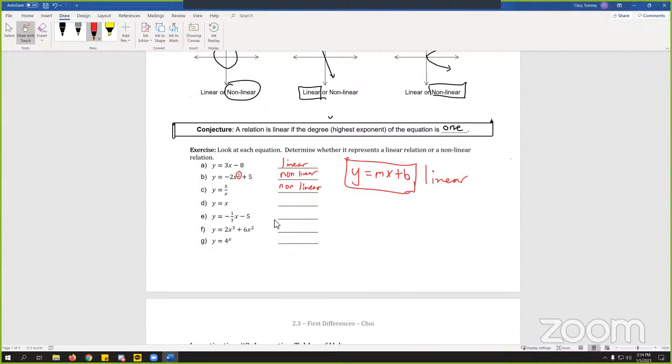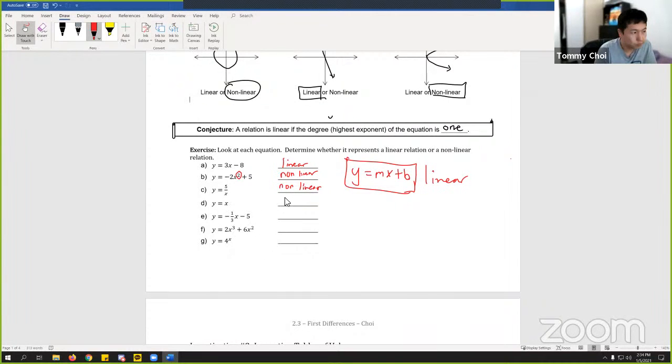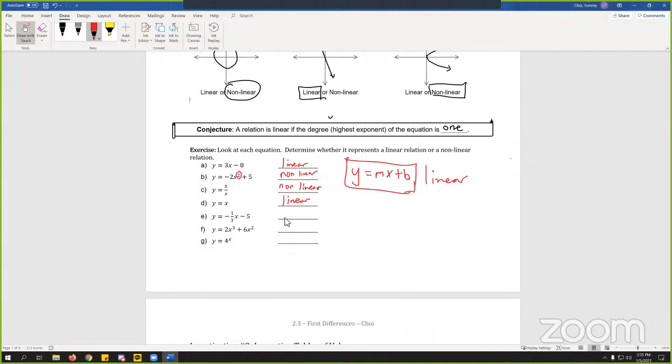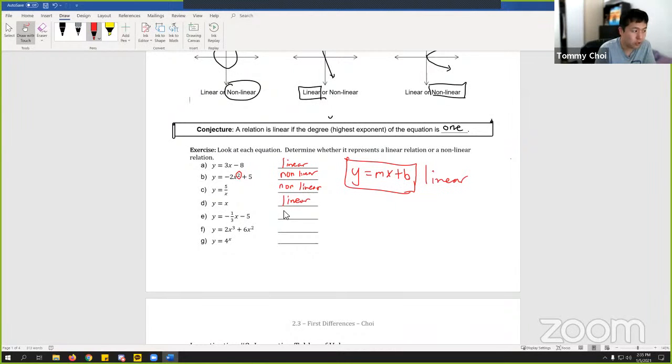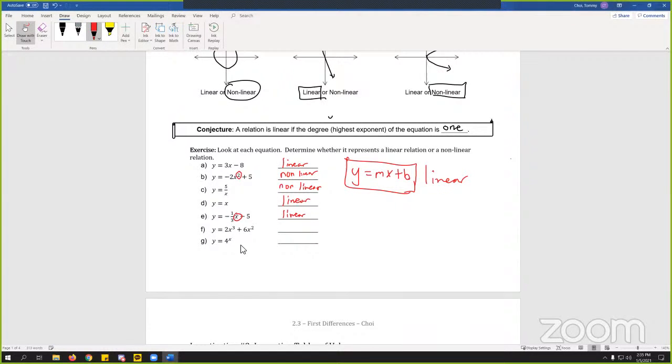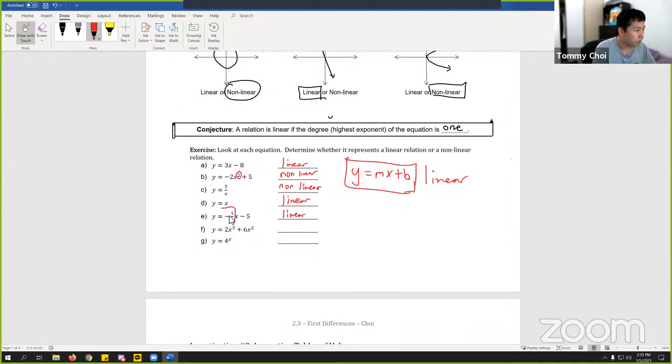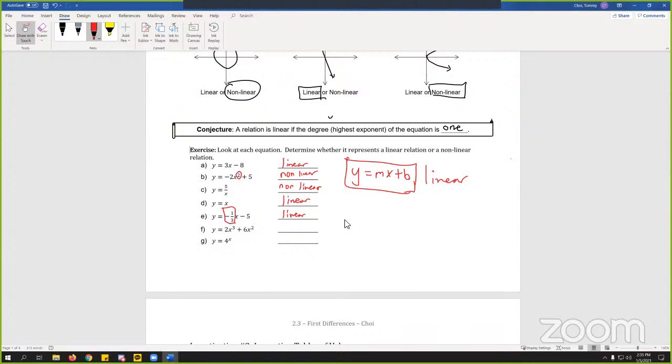Y equals x, the next one, Kuzli, y equals x, linear or nonlinear? Linear. Very good. E, Mersel, linear, nonlinear? Nonlinear. This is nonlinear? No, this is linear. It doesn't say plus, it's minus, but the exponent is 1. This is the slope. This is m, right?